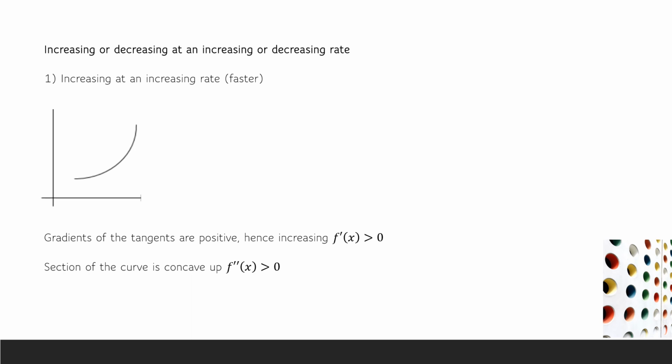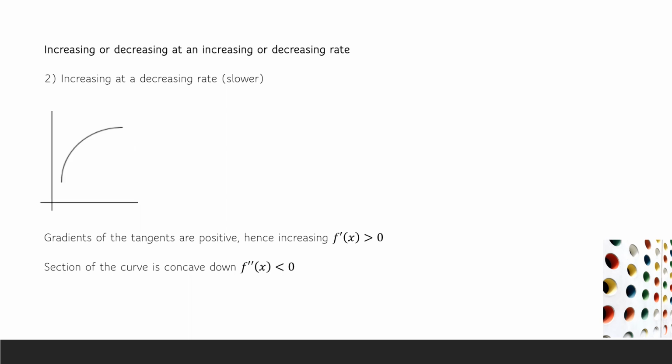So if a population's increasing, that means it's going up. So therefore, the tangents are positive. At an increasing rate, that means it's getting faster. So that means it's concave up. And you can see that over time, the population's going up and the rate at which it's going up is getting faster.